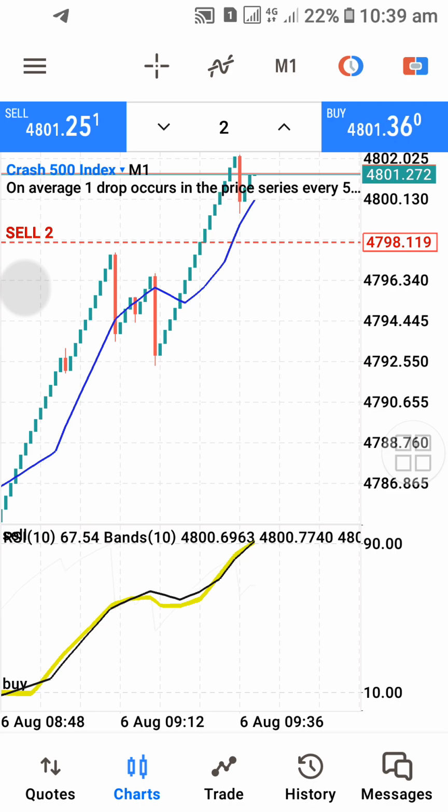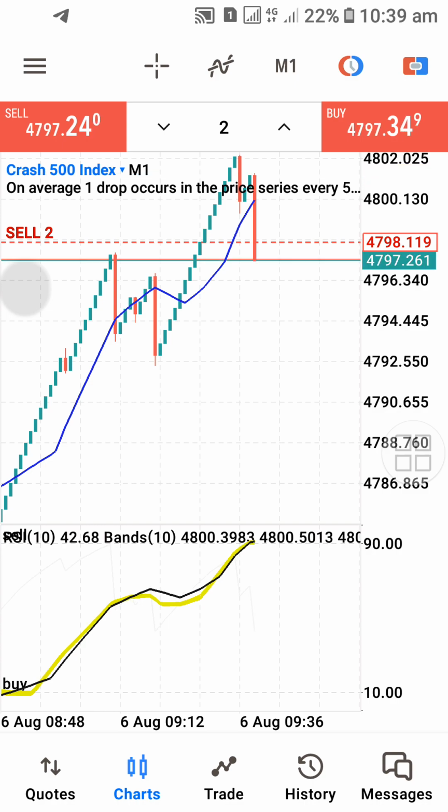Just wait for the trade to get to those areas. If you're dealing with Boom, I told you it's going to spike, and now you can see the spike.